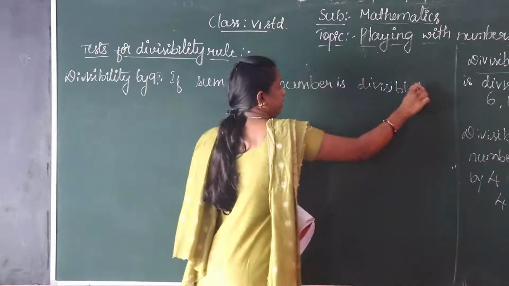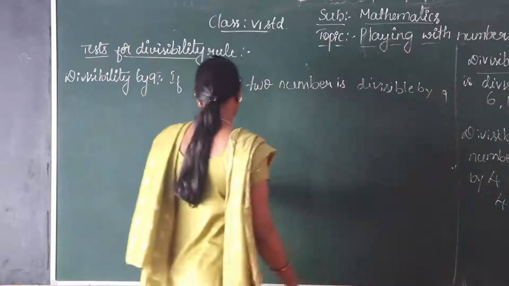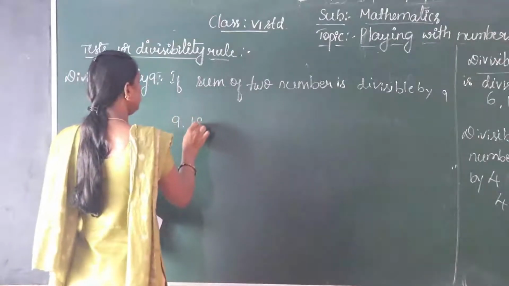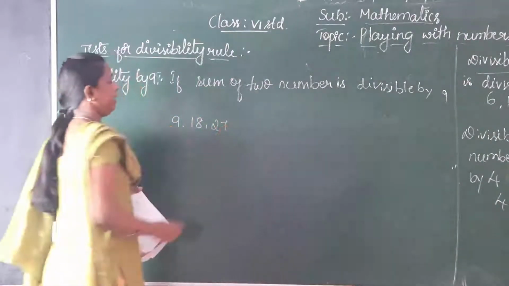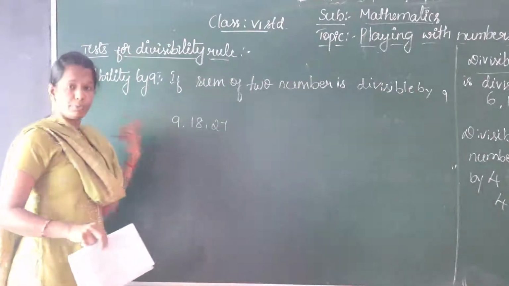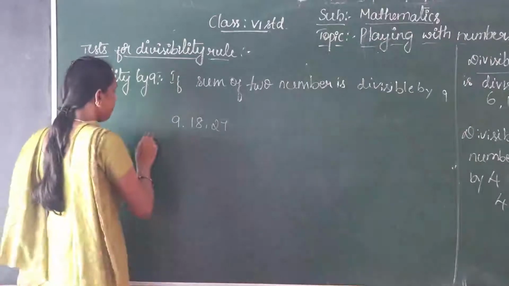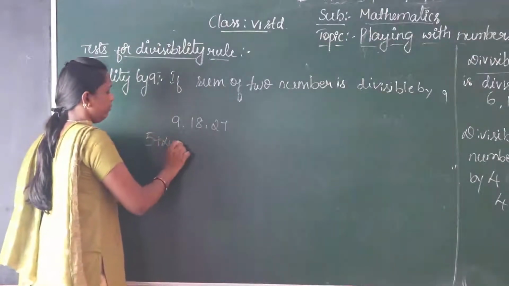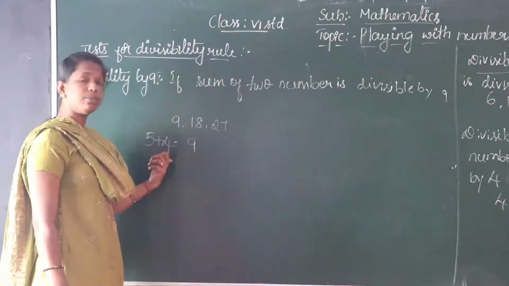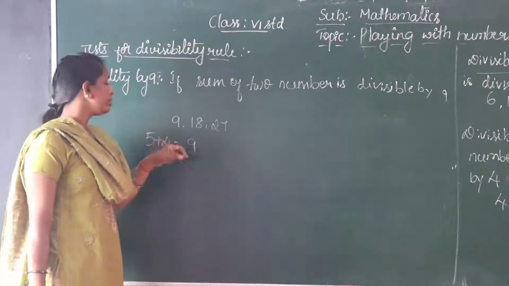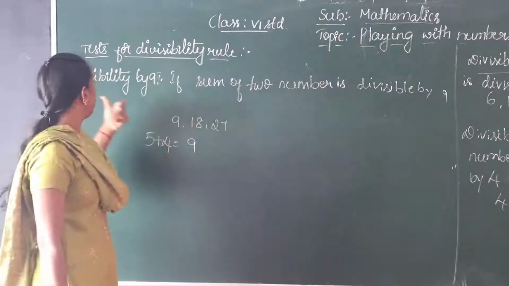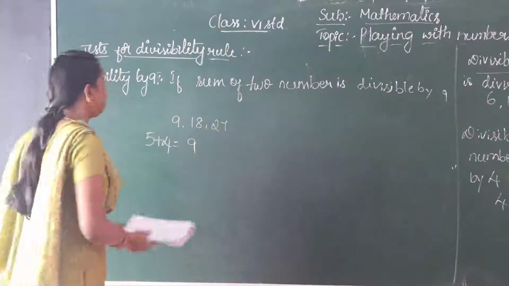Divisible by 9. Then the number itself is divisible by 9. For example, here I will take 9, 18, 27, etc. If I add the digits, 5 plus 4, you get 9. So that 9 is easily divisible by 9. That rule is called divisibility by 9.